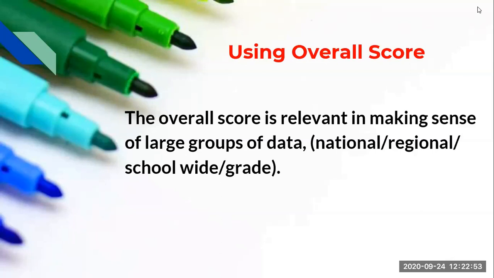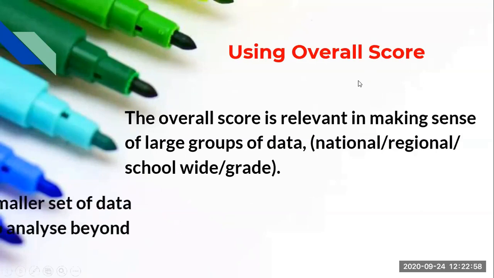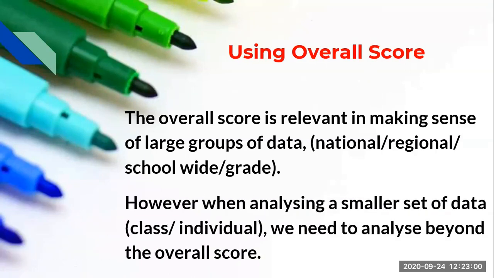individual students. So let me repeat, while the overall score is relevant when looking at larger groups, that is regionally, nationally, school-wide, and grade, it is important that we analyze a smaller set of data, for example, class and individual. We need to analyze beyond the overall score to get a feel that, okay, this is the specific support that this child needs.